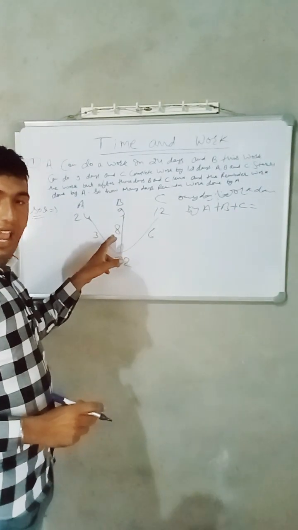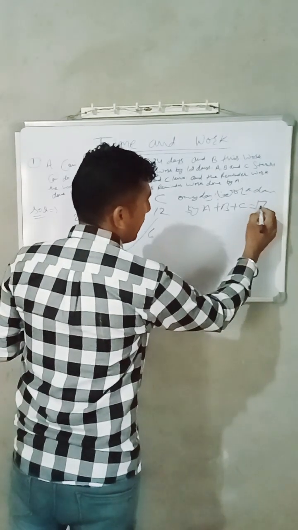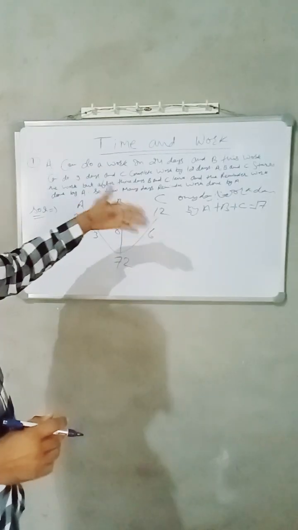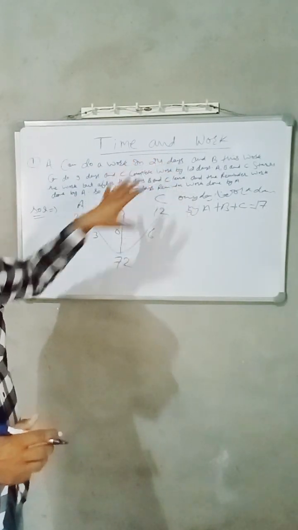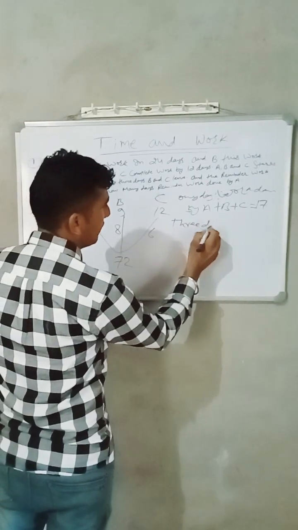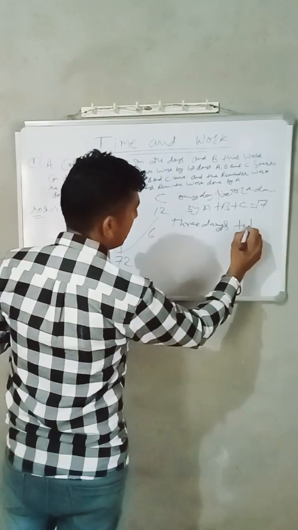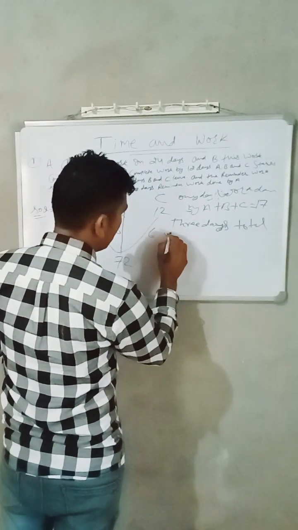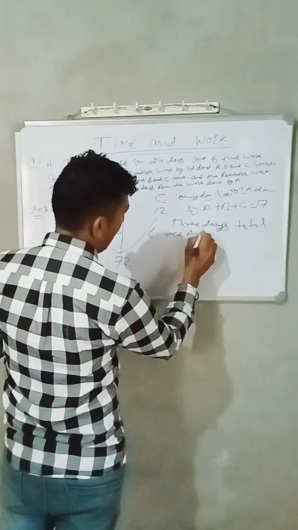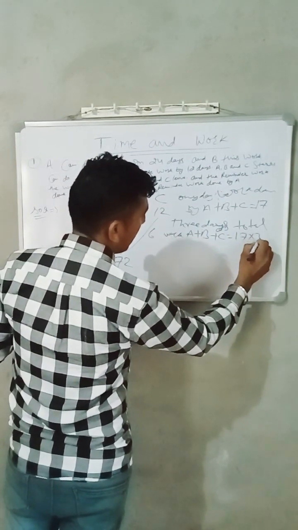6 plus 8 is 14, 14 plus 3 is 17. So together they work for 3 days, and the total work done is A plus B plus C equal to 17 into 3, which is 51.